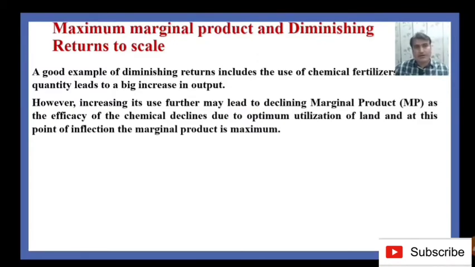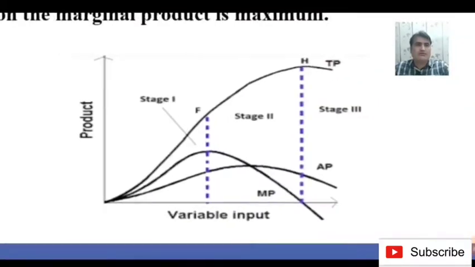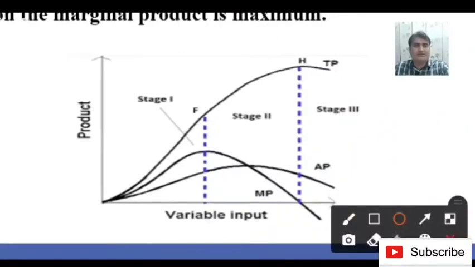So when the marginal product is maximum, it means that by employing more doses of labor and capital the cost will increase, however the production will not increase. Marginal product is maximum at this point. So after that the marginal product starts to decline.